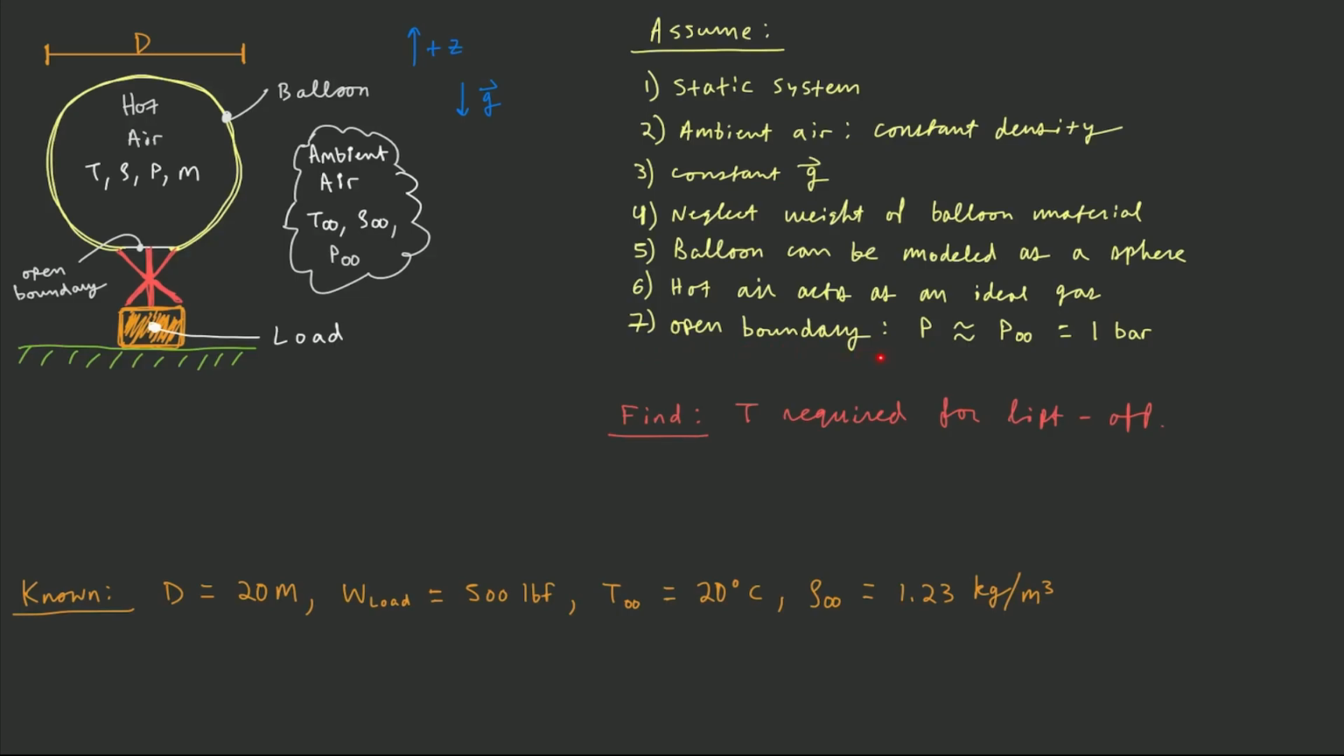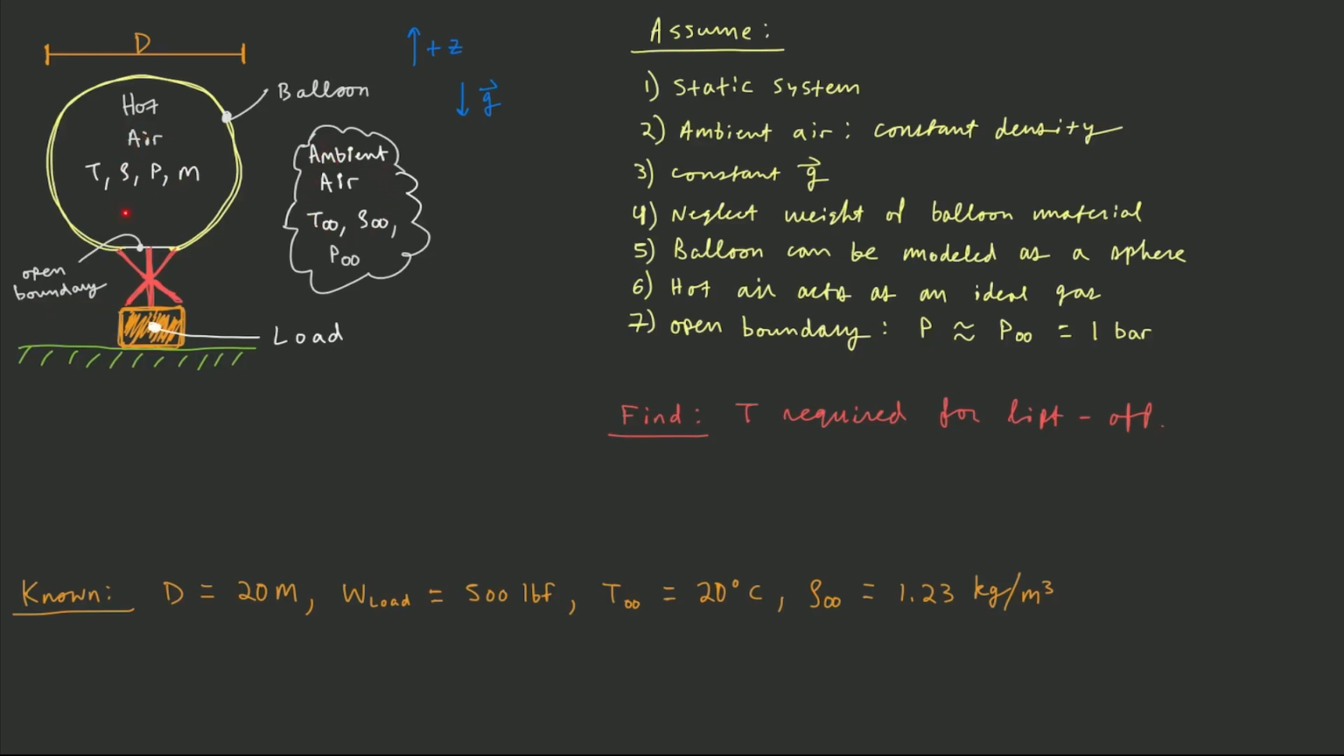And 7, we have an open boundary such that the pressure of our hot air is approximately equal to the pressure of our ambient air, which is equal to 1 bar. And let's just unpack that assumption for a second. Since we have a static system and an open boundary, meaning there's no material that isolates the hot air from the ambient air, the only way for us to have a static system with an open boundary is if the pressure of the hot air is approximately equal to the pressure of the ambient air.